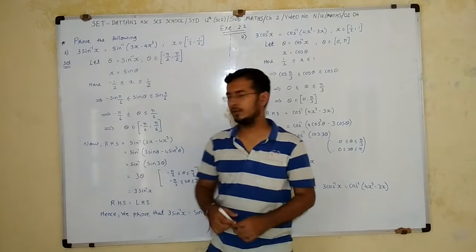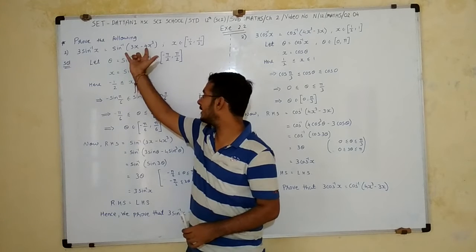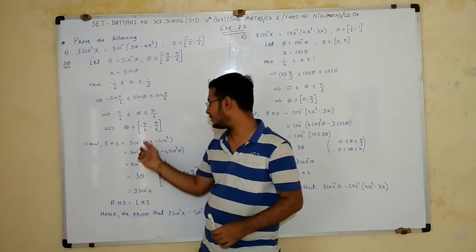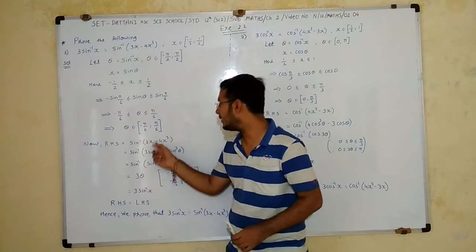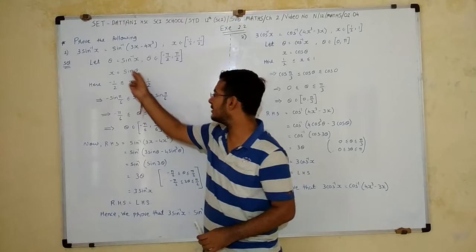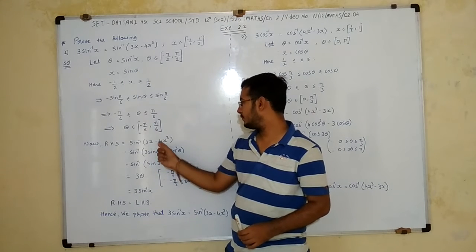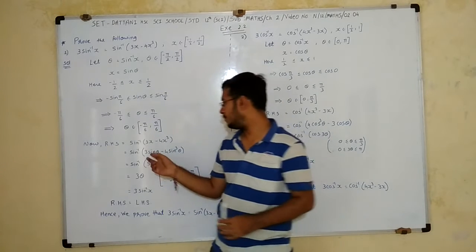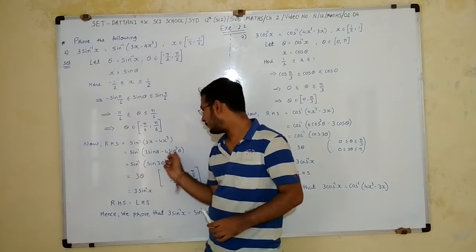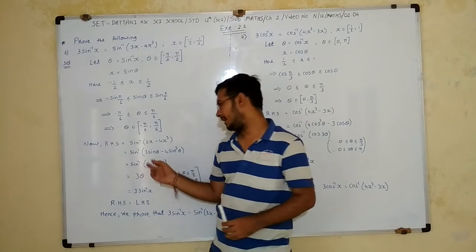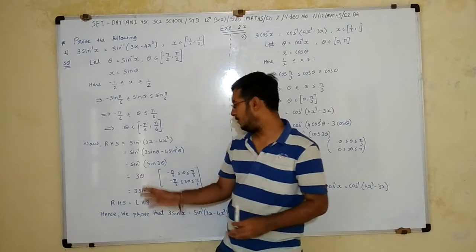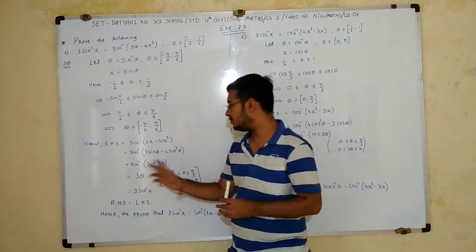So we go further. First, here I take just the RHS, sin inverse of (3x minus 4x cube). Now we put x is equal to sin theta. So we get 3 sin theta minus 4 sin cube theta. You know the formula: 3 sin theta minus 4 sin cube theta is equal to sin 3 theta. Yes. Now I check whether it is in range or not.